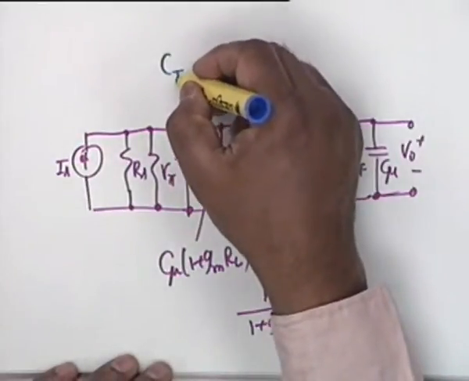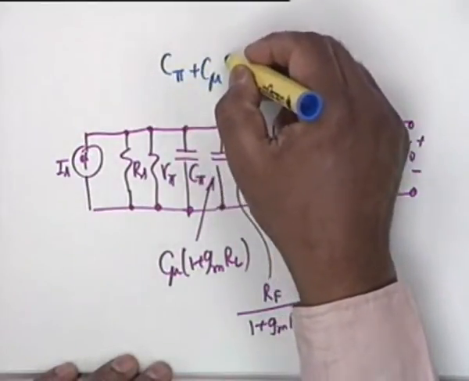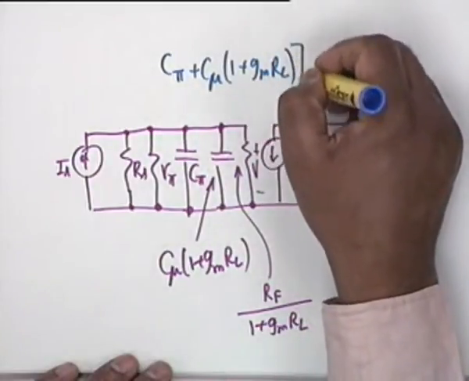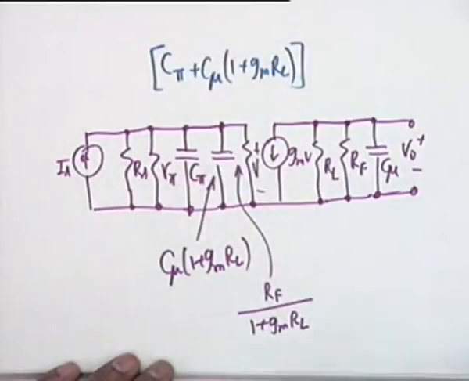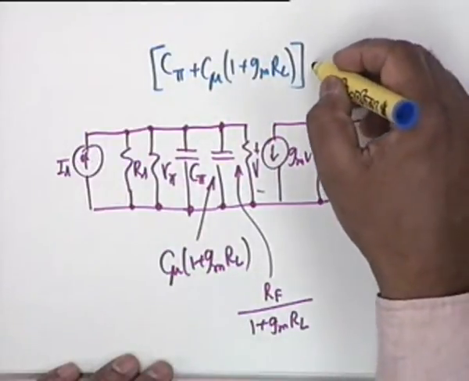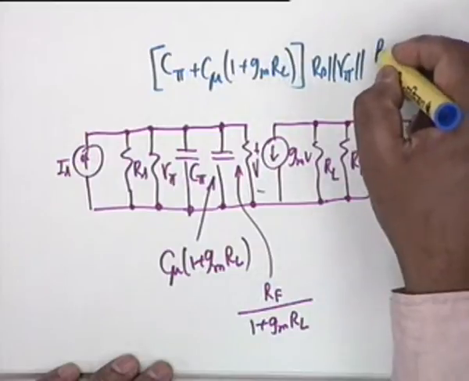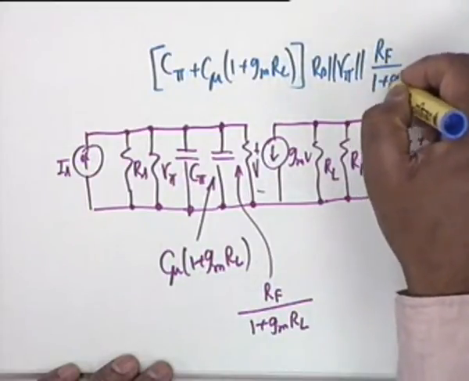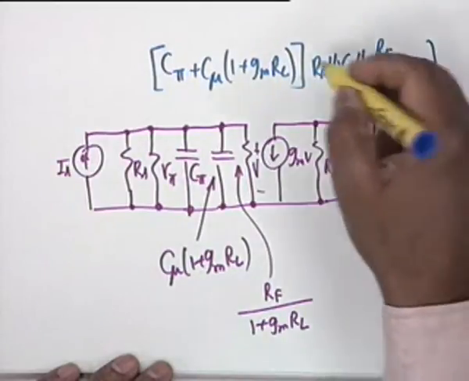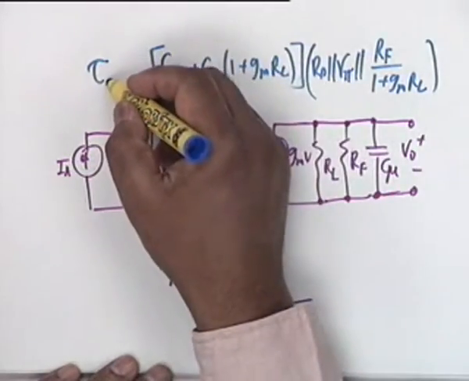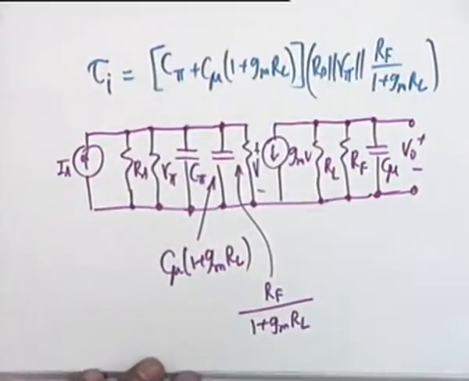So we shall have one time constant as C pi plus C mu (1 plus GMRL) multiplied by RS parallel R pi parallel RF divided by 1 plus GMRL. Let us call this time constant tau, what shall I call? Tau I, input time constant.